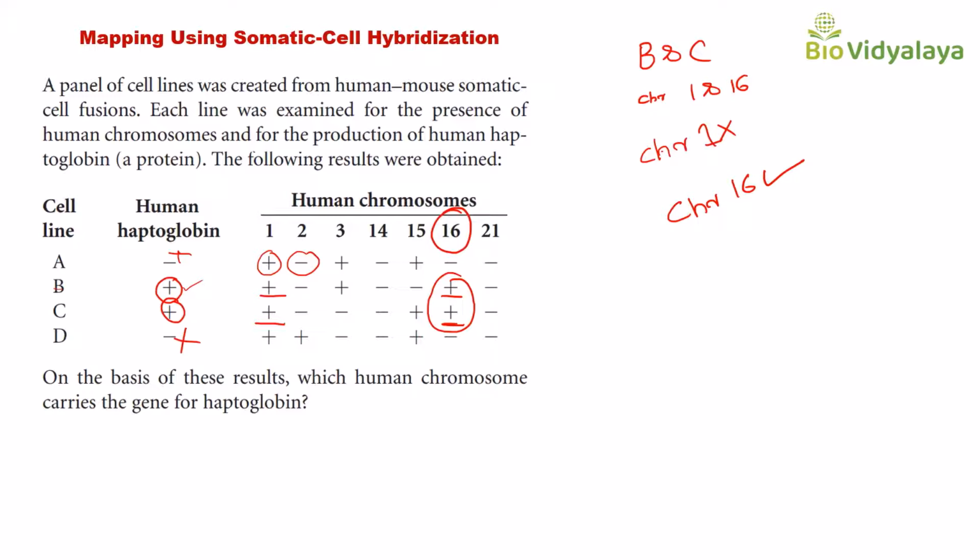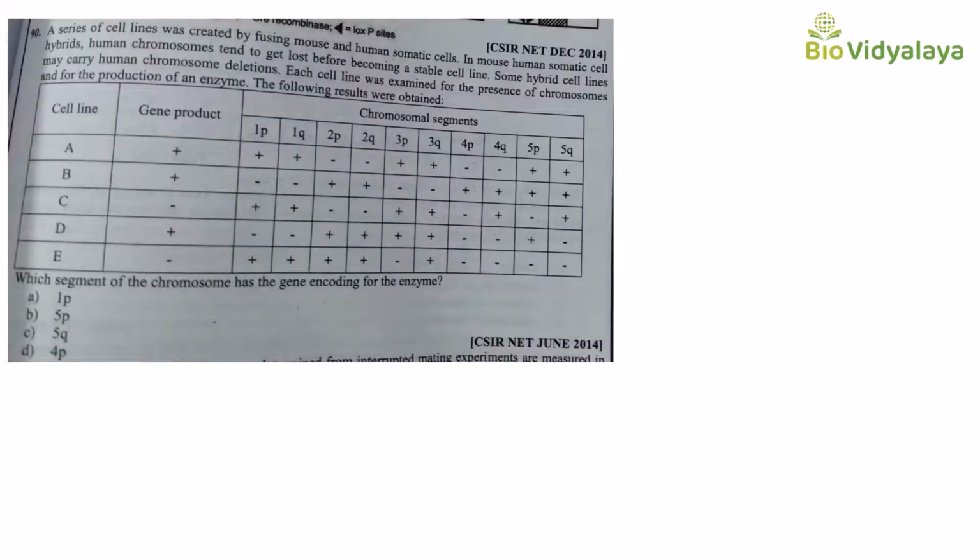So, let's see one previous year question. This is the question from CSIR NET June 2014. A series of cell lines was created by fusing mouse and human somatic cells. In mouse human somatic cell hybrids, human chromosomes tend to get lost before becoming a stable cell line. Somatic hybrid cell lines may carry human chromosome deletions. Each cell line was examined for the presence of chromosome and for the production of an enzyme. The following results were obtained.